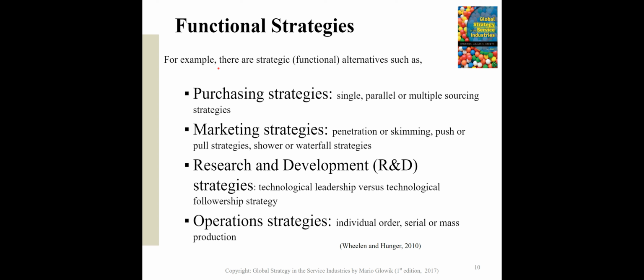Let's take an example of strategic functional alternatives available in the purchasing department, marketing department, research and development, and operations department. In the purchasing department, we distinguish single sourcing, parallel sourcing, and multiple sourcing strategies. In case of single sourcing strategy, there's just one supplier available for the firm which delivers the required components necessary for own manufacturing.